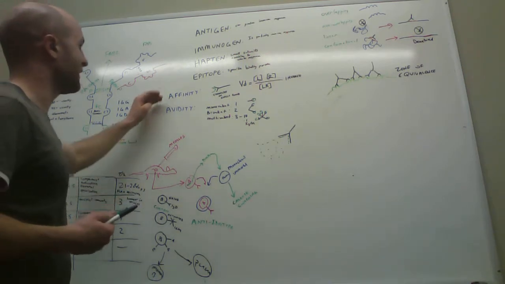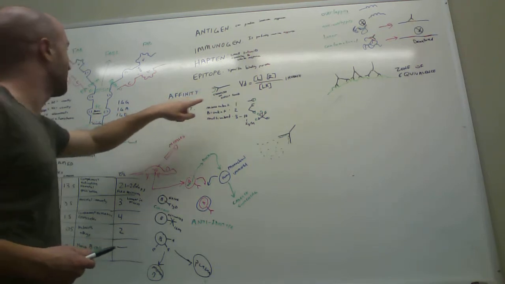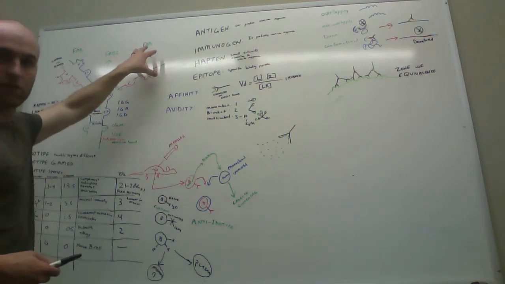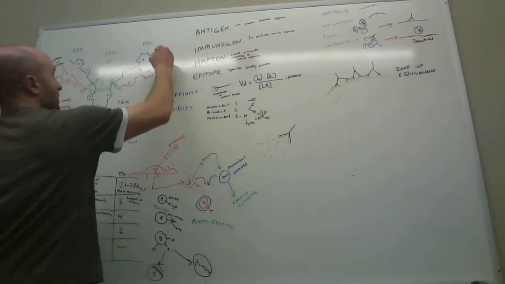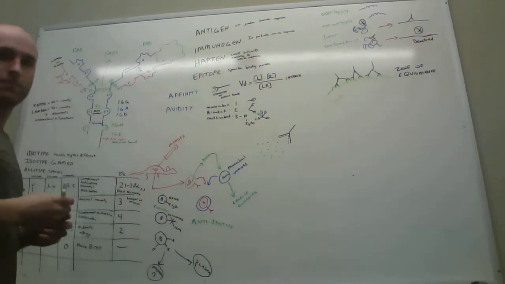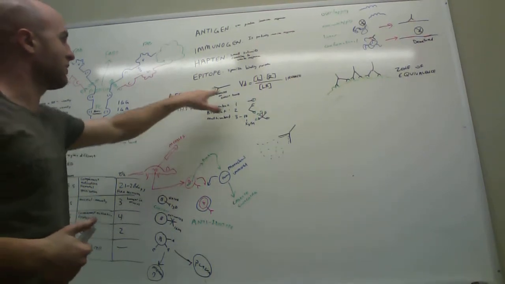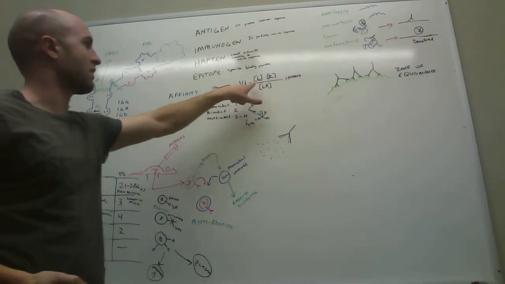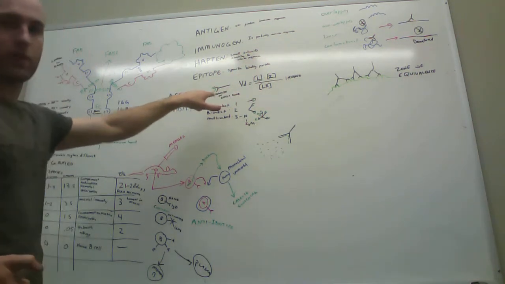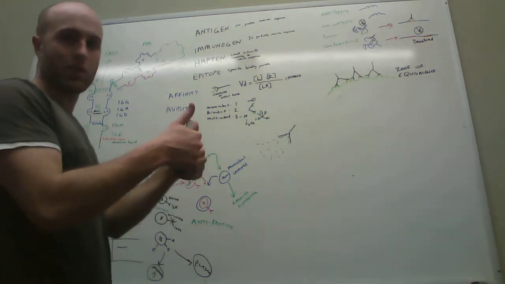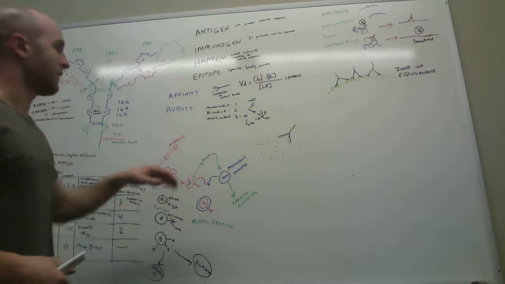Affinity versus avidity. Affinity is the strength of that single bond, like how strongly this part fits onto your microbe. Affinity is expressed in the dissociation constant, which is the inverse of the strength. So a higher dissociation constant represents a smaller affinity, and vice versa.